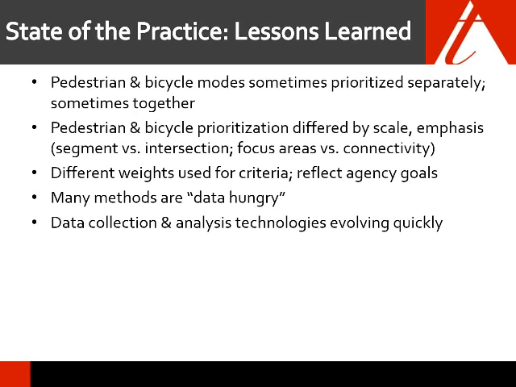There are some key differences between pedestrian and bicycle prioritization in the practice, though. Pedestrian prioritization was often focused on smaller areas geographically, often emphasized safety since pedestrian crash data was a common type of data used in those methods, whereas bicycle prioritization often looked at connectivity and wider networks throughout a region. So there are some differences between the two types of prioritization. The goals that are established by agencies ultimately impact the different types of factors that are being considered and how much weight is given to those.